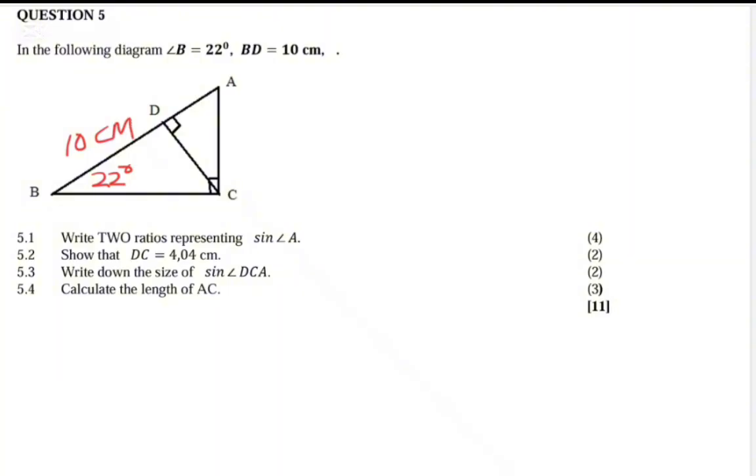And then they say write down 2 ratios representing sine of angle A. So when they say angle A, they are referring to this angle that is there. They want us to give the ratios that will give this in this triangle. If our reference angle is here, we have this triangle that is 90 degrees here. Sine by definition is equal to the opposite over the hypotenuse, right? So which ratios here are going to be equal to the opposite?